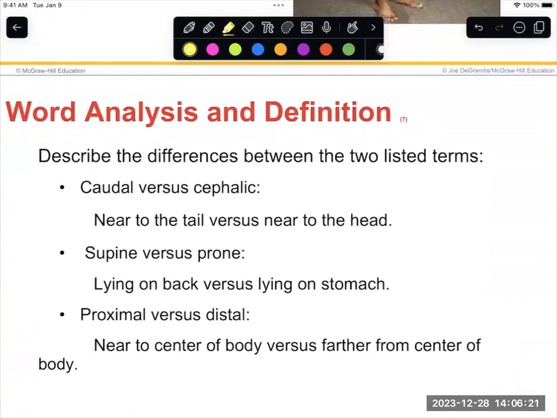So let's define some of these words. We have caudal versus cephalic. Caudal means near the tail, cephalic means it's near the head. Supine versus prone. Supine is on the back or face up. Prone is lying on the stomach. Proximal just means near the center of the body. Distal, further from the center of the body.